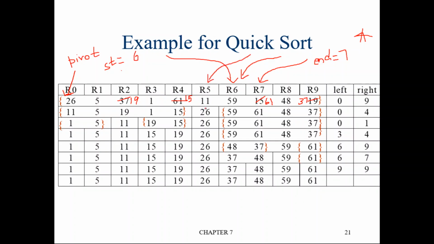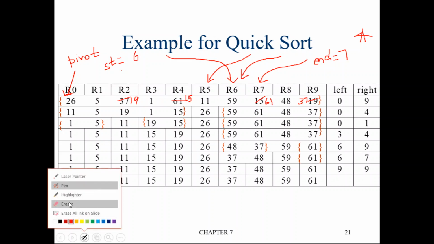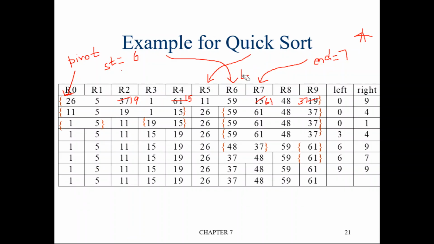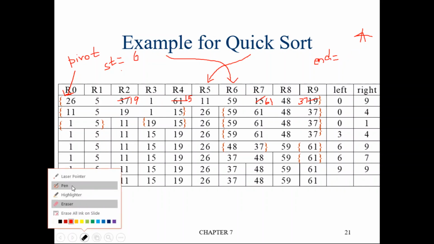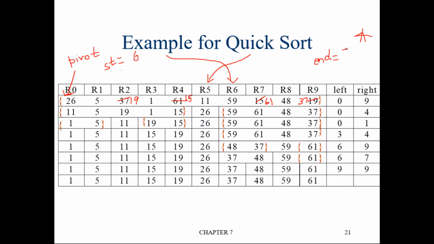So now you check. What is here at 5th location? 11. Is 11 greater than pivot element? No, pivot element is 26. 11 is not greater than pivot element. So stop. So now end is pointing to where? End is pointing to 5th location. Okay. Now end is pointing to 5th location and start is pointing to 6th location. See here, it's the important thing now.